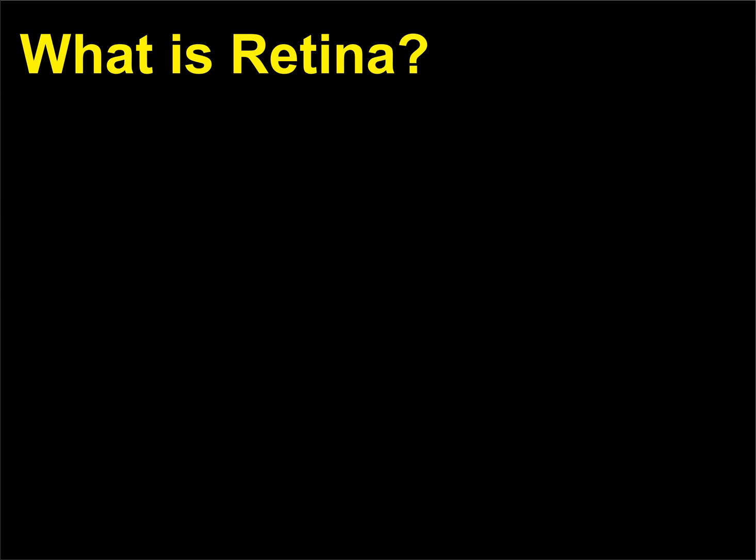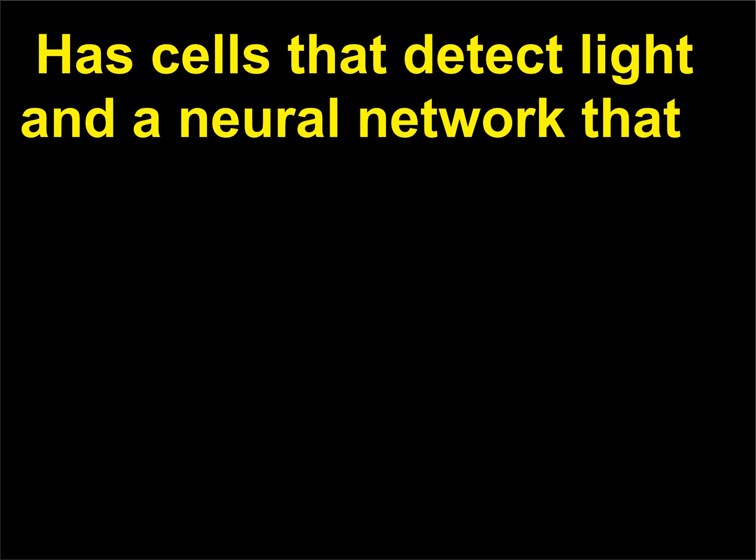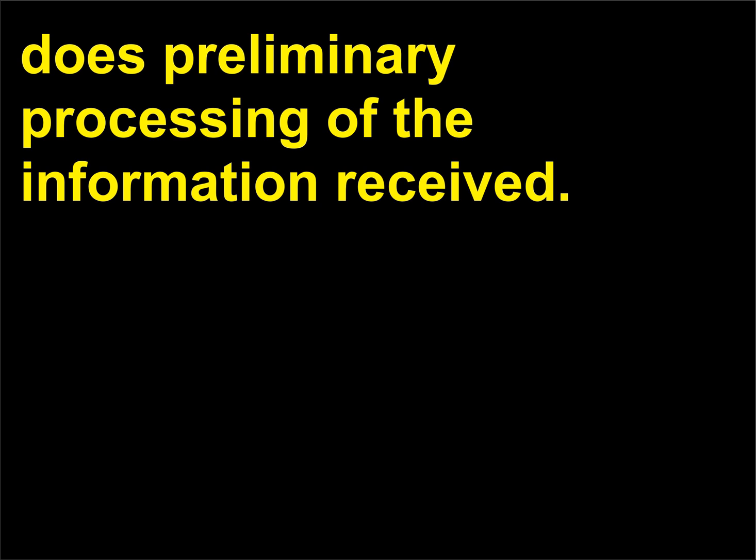What is the retina? Screen on back of eye. Has cells that detect light and a neural network that does preliminary processing of the information received.